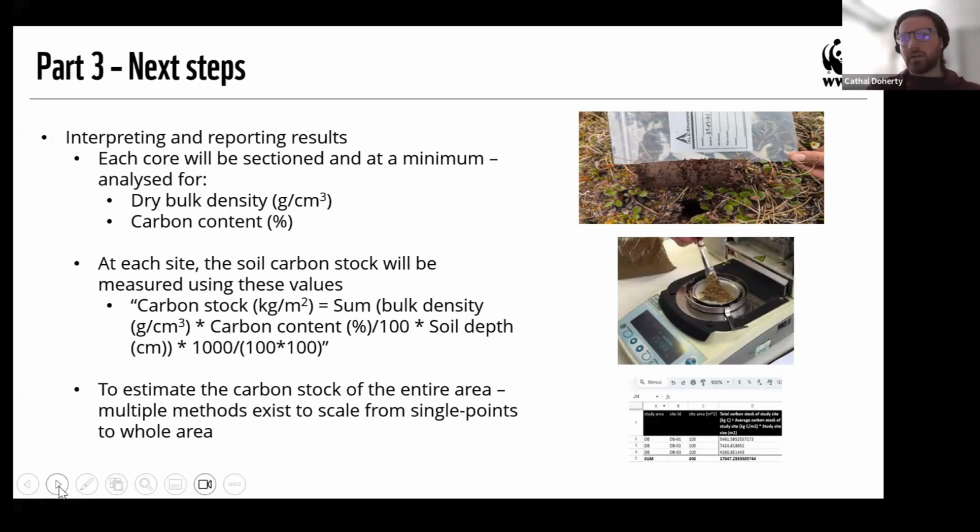So this is how you calculate the carbon stock of one single core. But you also might be interested in, okay, well, what's the carbon stock of the entire study area that I'm interested in? Emily, if you don't mind going to the next slide.